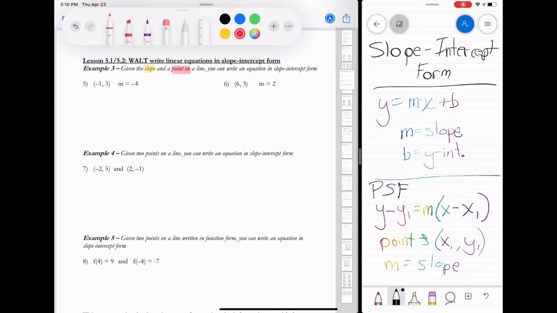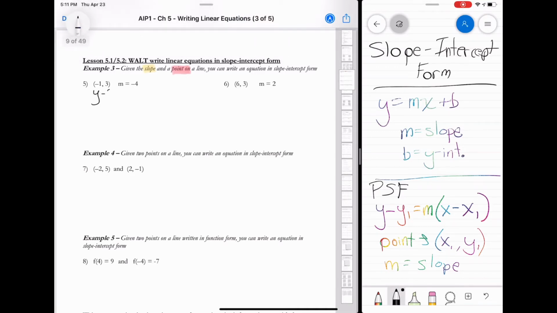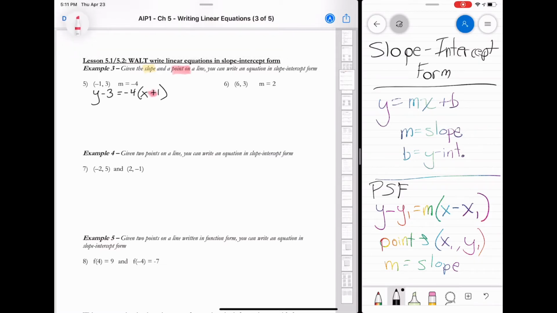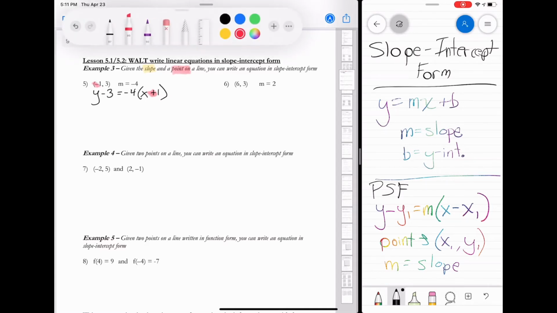All right, let's go back to our sheet. This is still page 9. So let's put it into point-slope form. We get y minus 3 equals -4x plus 1. I got that plus 1 because of the fact that this is a -1 here, right? And our original formula is subtraction, so we need to simplify that.